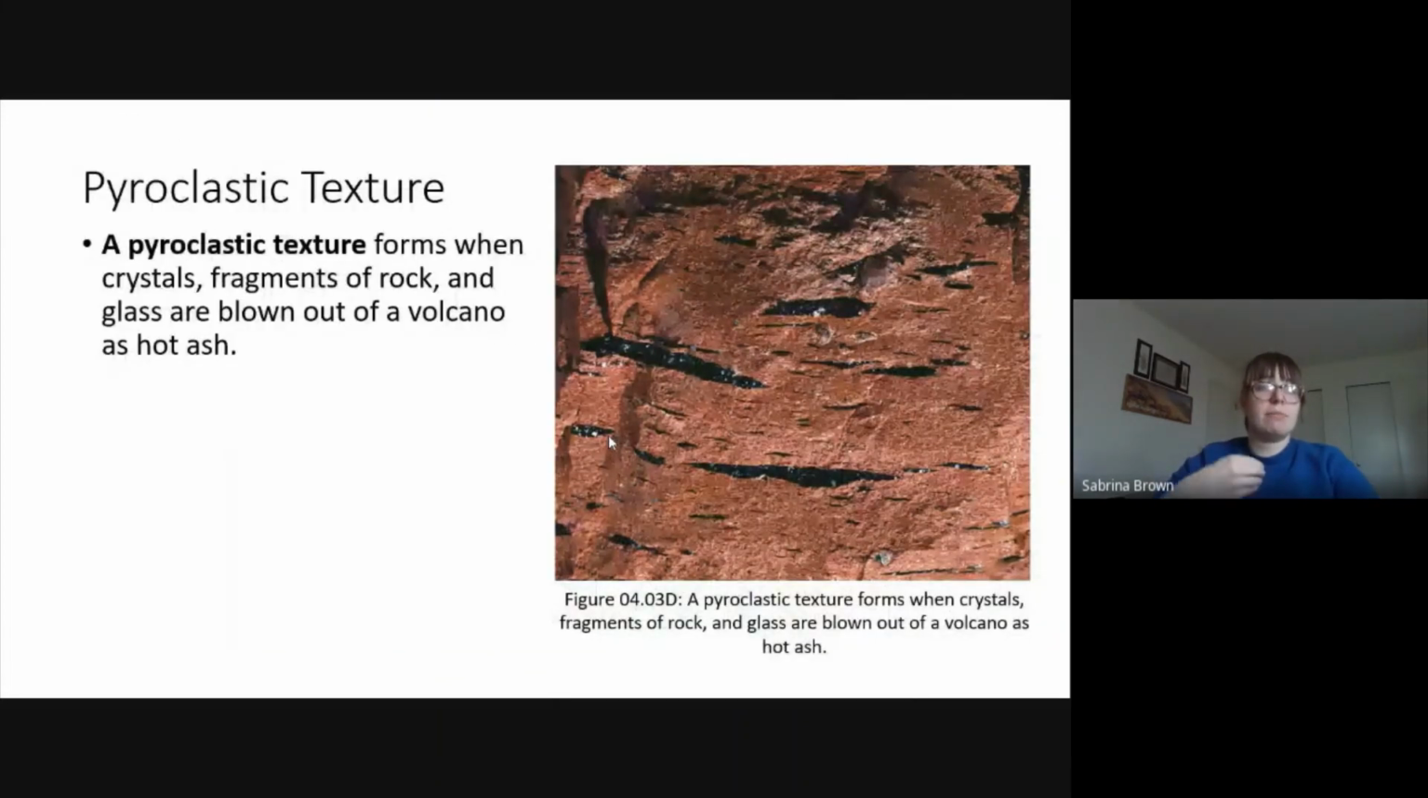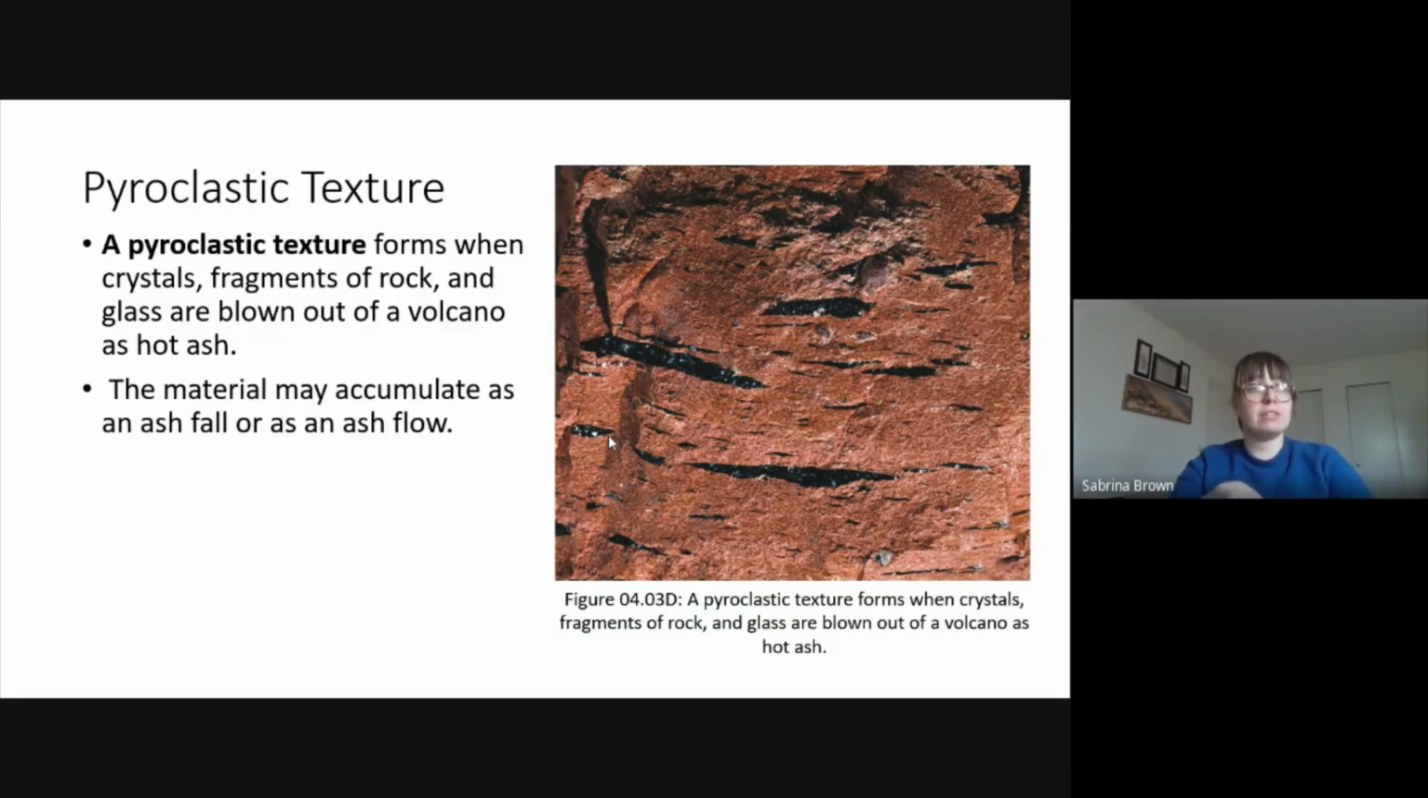And then finally, we have something called pyroclastic texture, which is when we get a bunch of things blown out of a volcano related to ash, and then that ash solidifies into a rock. That's what we call pyroclastic texture. The stuff that gets blown out of a volcano we call pyroclastic material, and when that material accumulates, either through ashfall or flow, it forms into an igneous rock with pyroclastic texture.